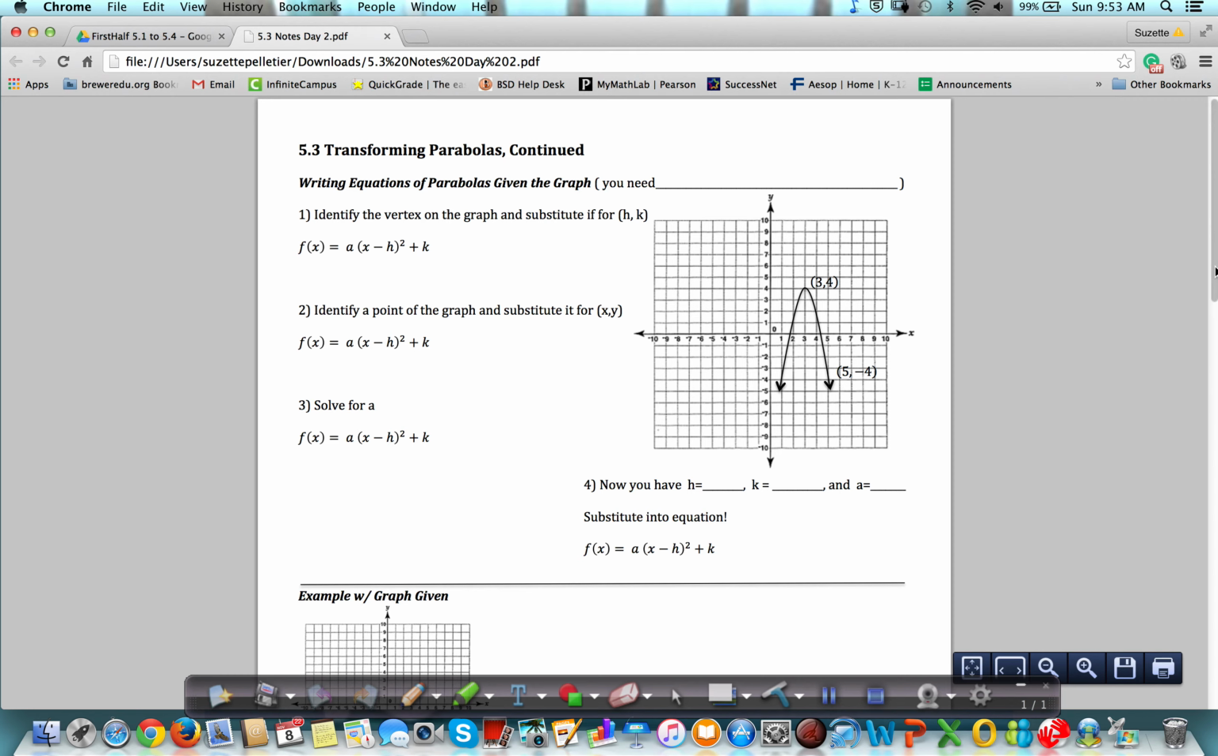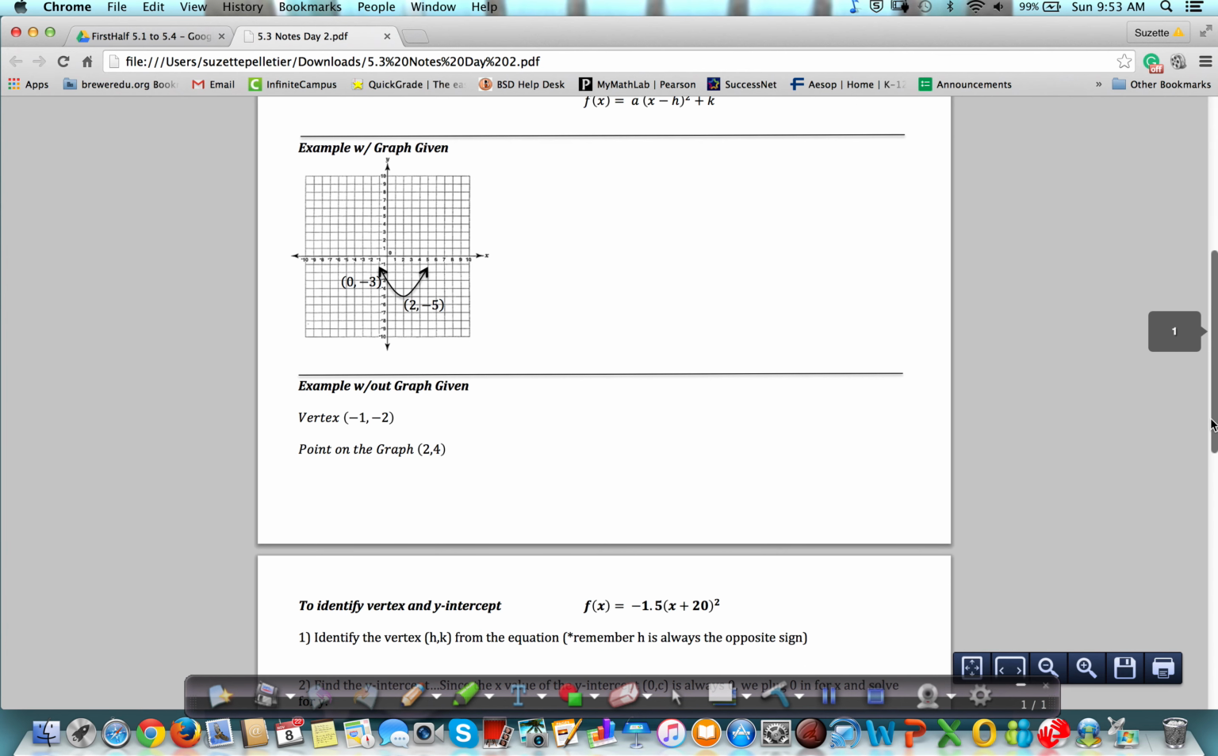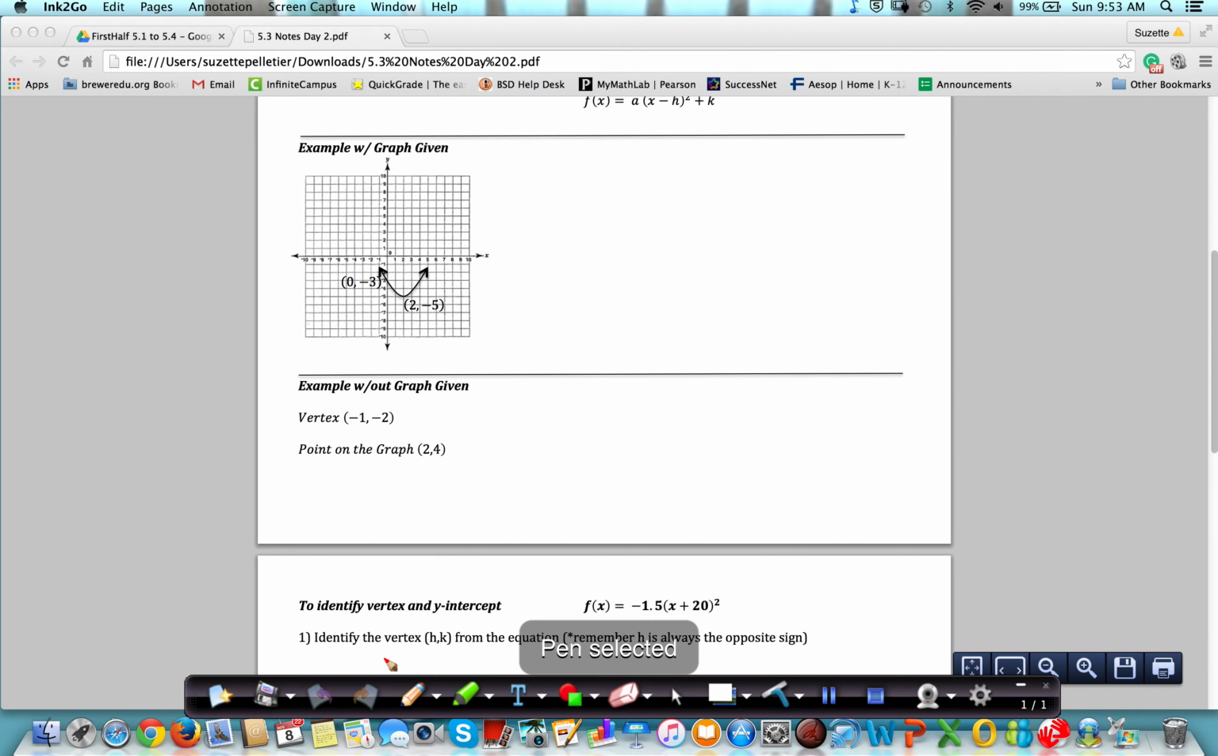Okay, so moving the page up, we're going to start with 2 different examples. We're going to do an example where we are given the graph, and an example where we are not given a graph. So what do you do in both situations? First, the example with a graph, this is very similar to what we were just doing.